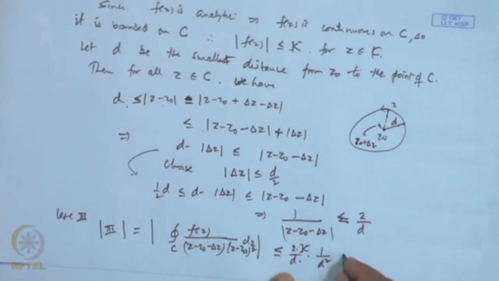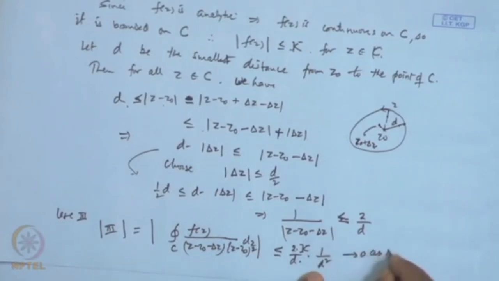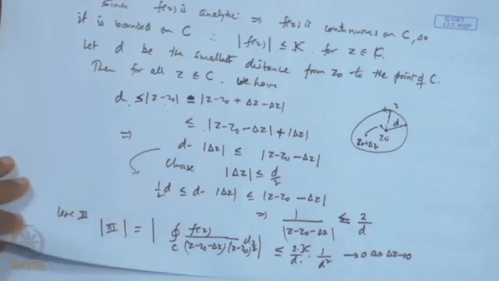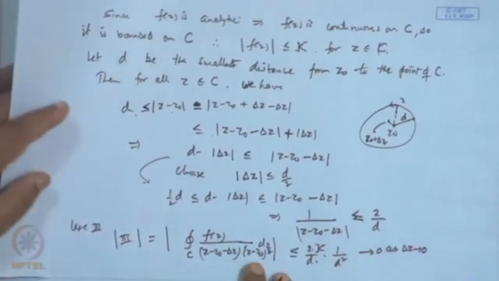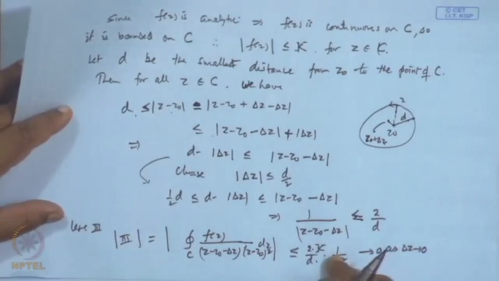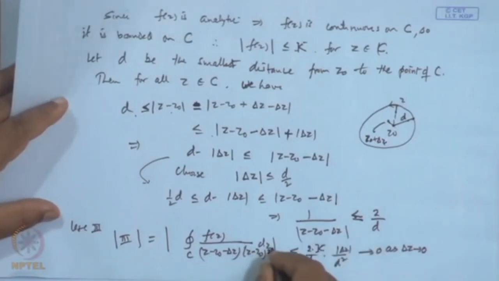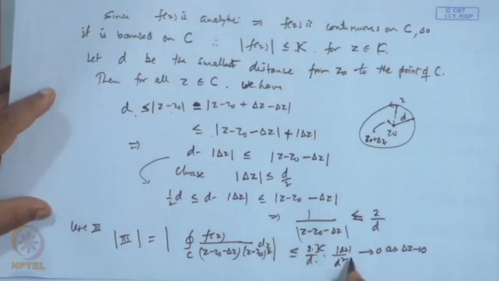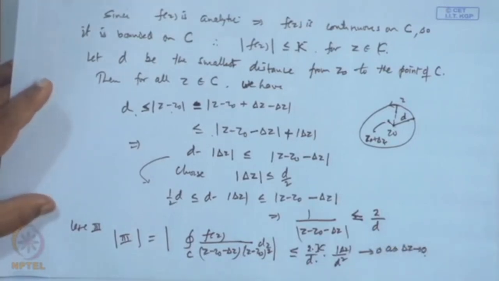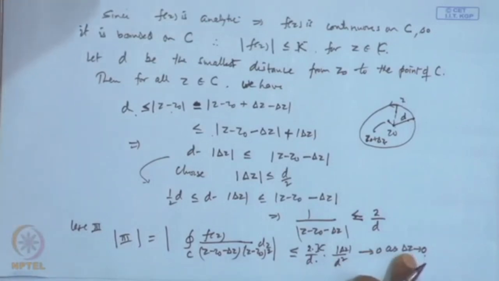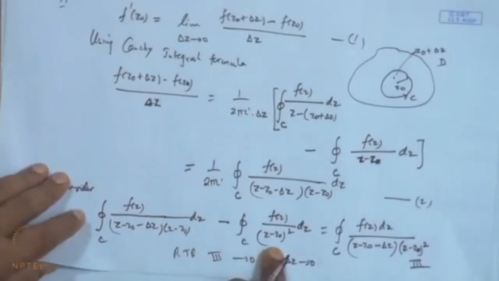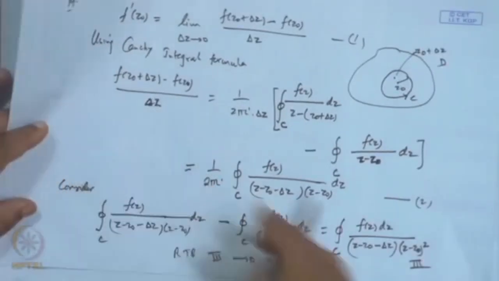Now, this approaches 0 as Δz approaches 0. Why? Because when Δz approaches 0, this mod of Δz is also there, since the length of the path is mod Δz. So this mod Δz will go to 0, because the rest are constants. Therefore this integral will go to 0, which means this limit will be equal to that limit.